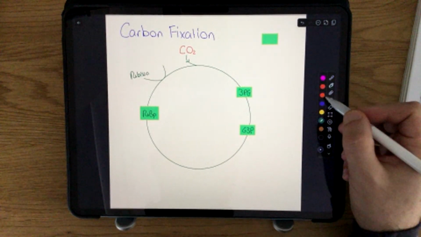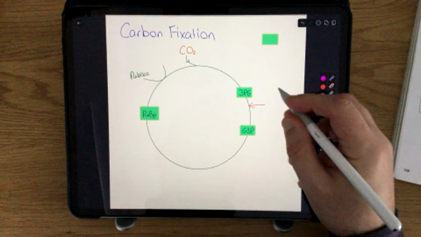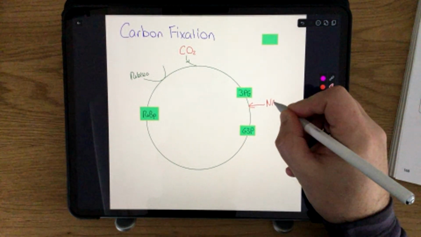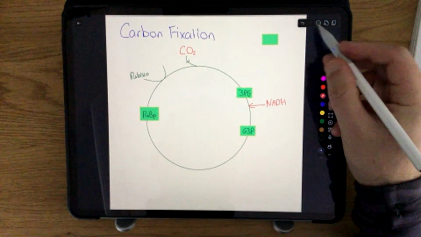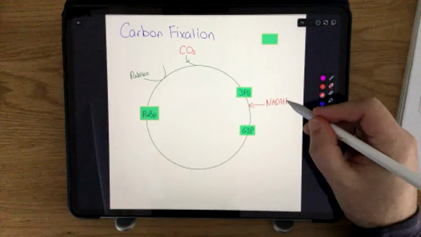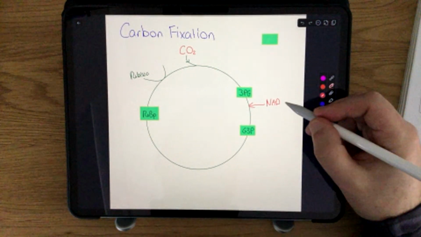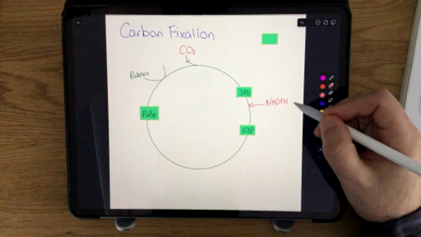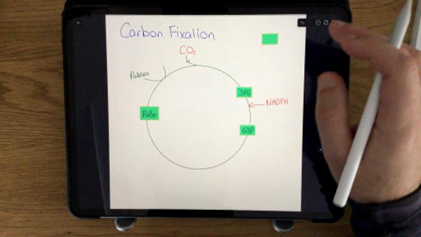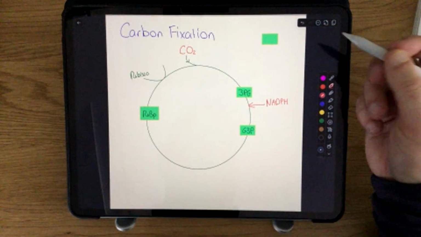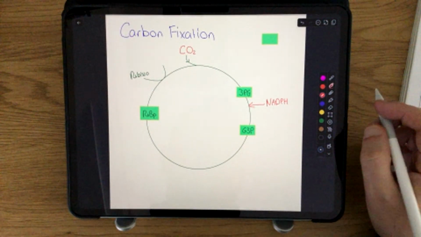First of all, we get hydrogen from NADH. Sorry, I've got that wrong. That's NADPH. Remember, it's the photosynthesis, right? So if it's respiration, it's NADH. If it's photosynthesis, it's NADPH. I mean, photo pH right at the end. It should be fairly straightforward for you to remember.